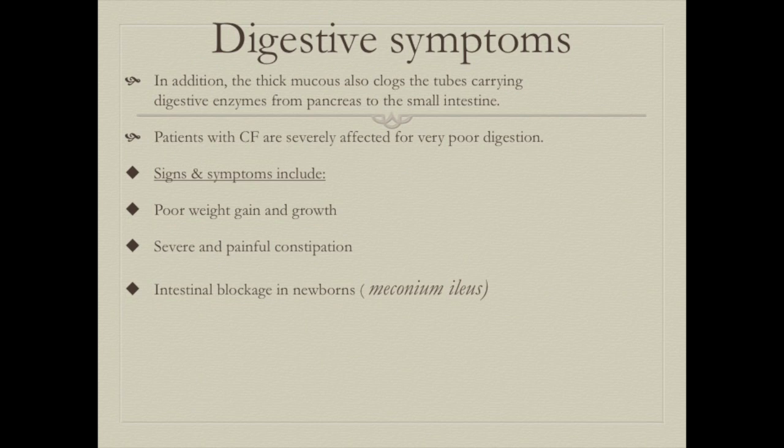Cystic fibrosis also clogs the tubes that carry digestive enzymes from pancreas to the small intestine, and its symptoms are very poor digestion, poor weight gain and growth, severe and painful constipation. And also in newborns, there's also intestinal blockage called meconium ileus.